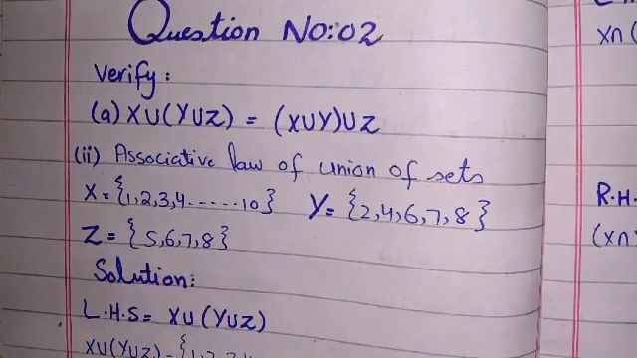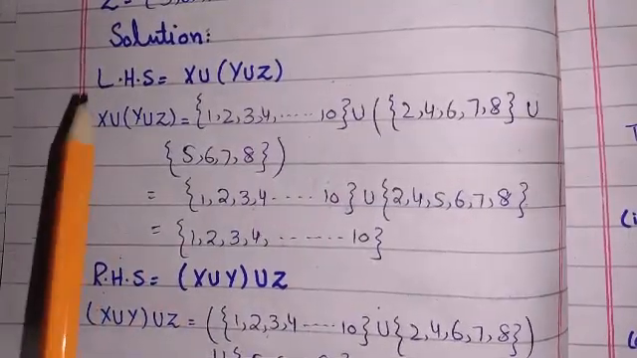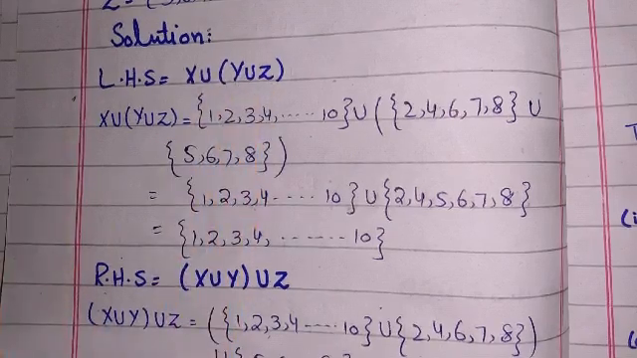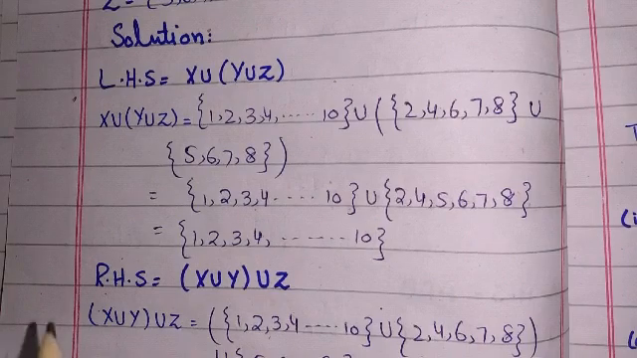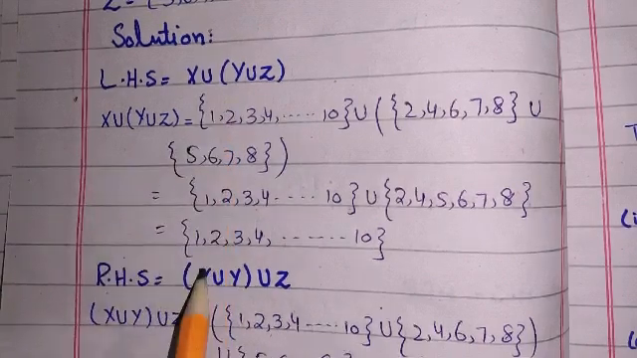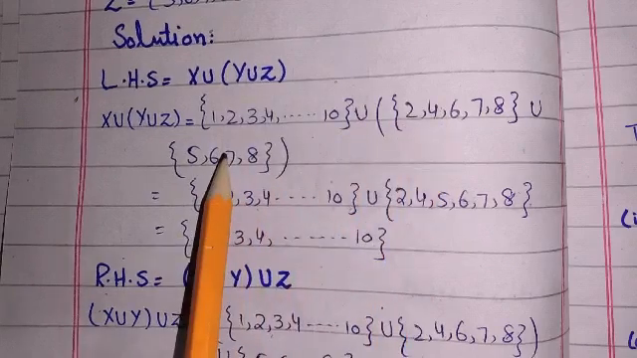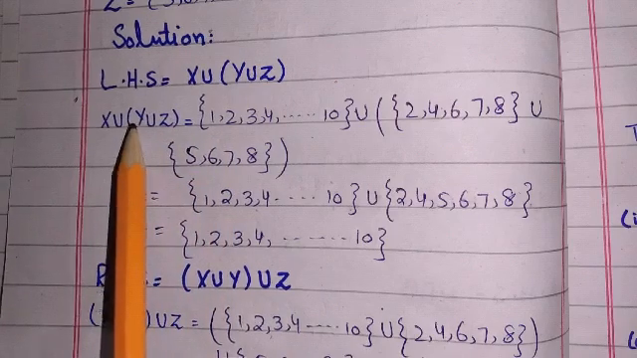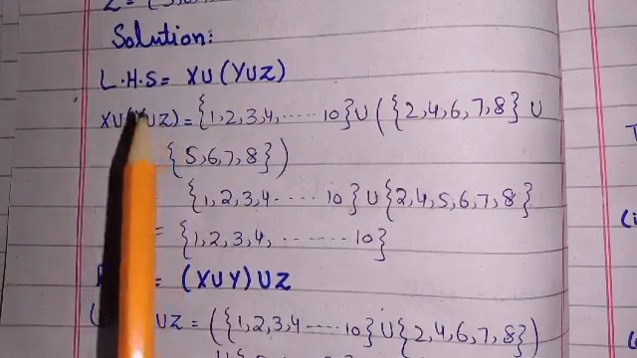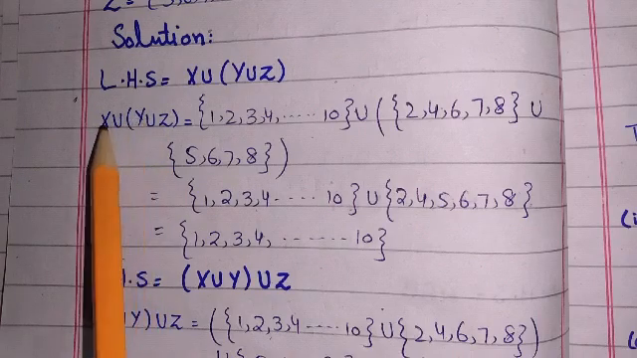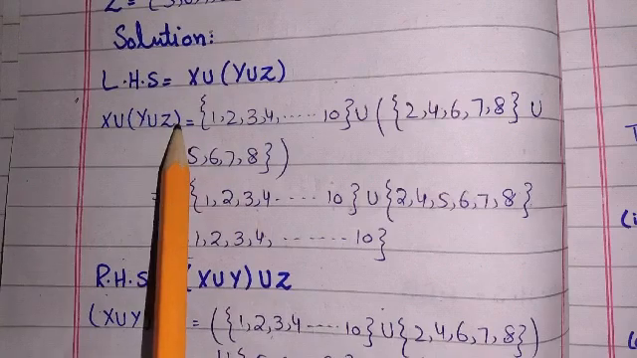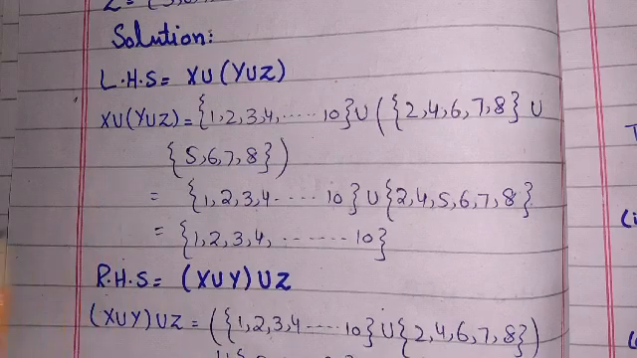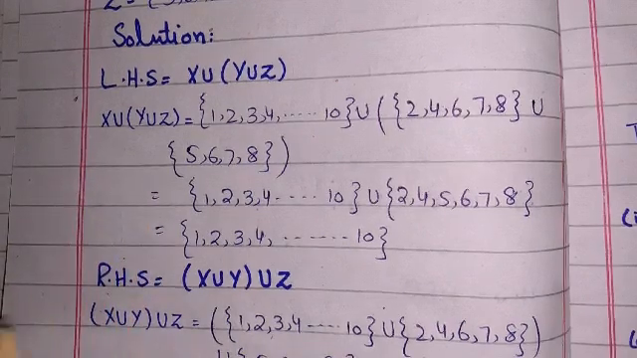Now students, by the use of 3 given sets, we will verify the associative law of union of sets. Let's start our solution. Firstly we will solve the left hand side, which is X union Y union Z. Students, there are 2 methods to solve the associative laws. You can write all the sets side by side, or the second method is you first find the union of Y union Z, then you will find X union the resultant set of Y union Z. It is only up to you. I will solve the first question with this method and the second question with the other method.